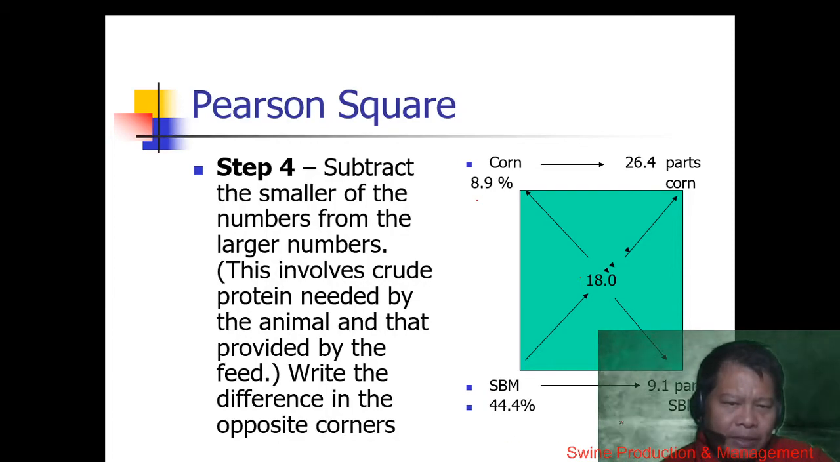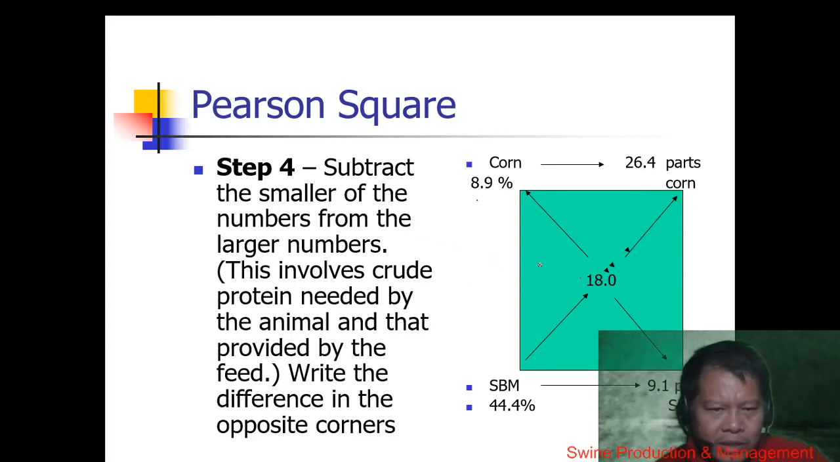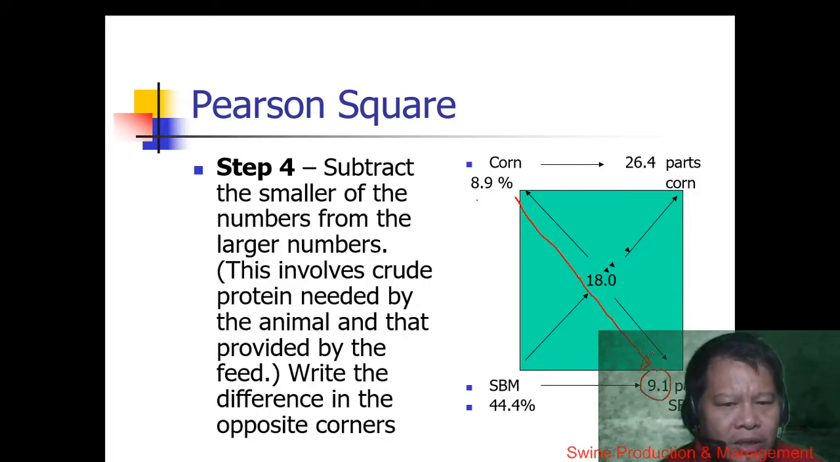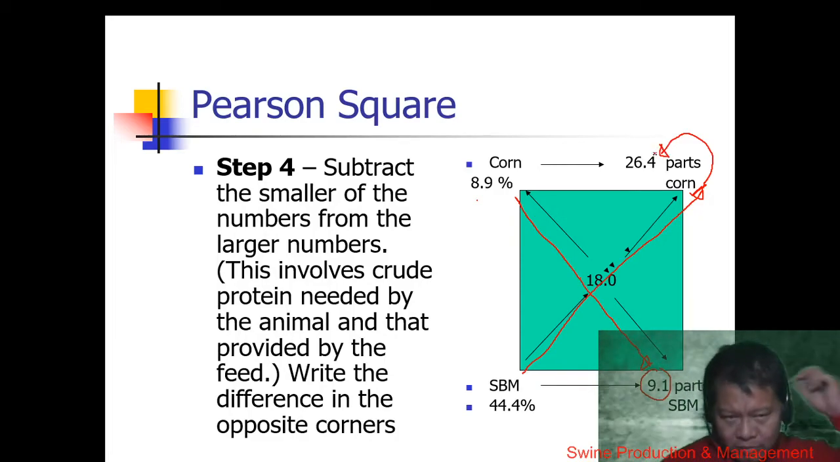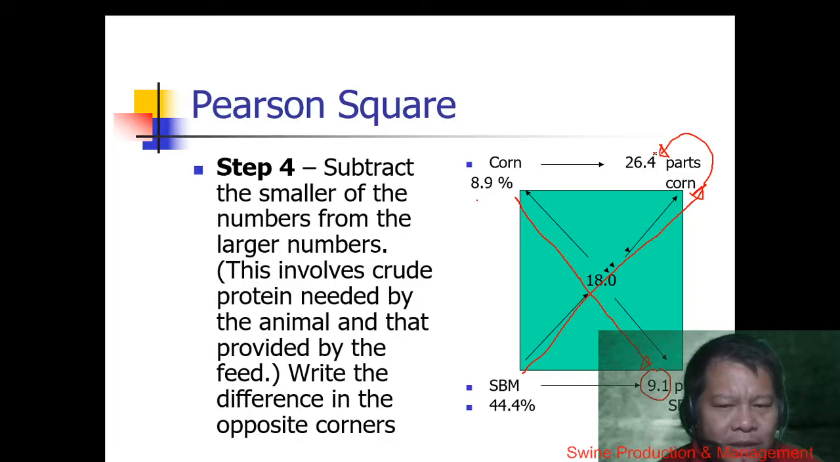Katulad nito, 18 minus 8.9 equals 9.1. So ang difference ng dalawa isulat sa ibaba. 18 minus 8.9 should be 9.1, and 44.4 minus 18 should be 26.4. Diagonal ang pag-minus. Okay, so nakuha natin.